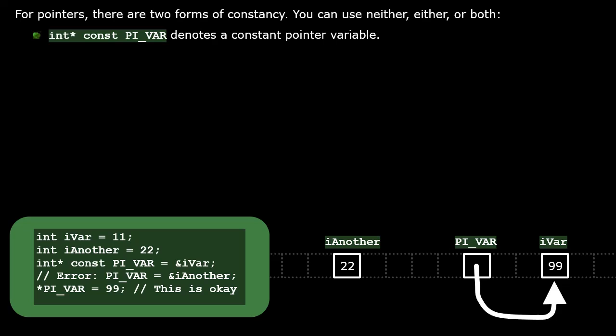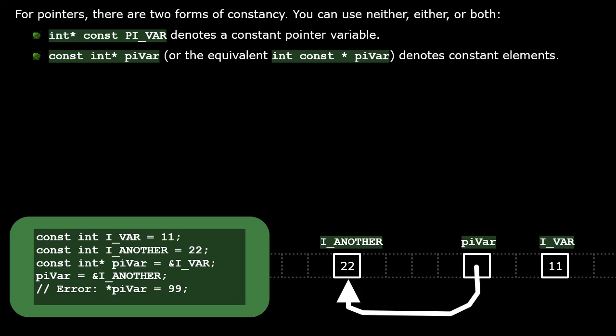For pointers, there are two forms of constancy. You can use neither form, either one form, or both forms. Writing the const keyword to the right of the star symbol denotes a constant pointer variable. The pointer variable is not allowed to be changed to point at something else. However, the pointed at element itself can still change.